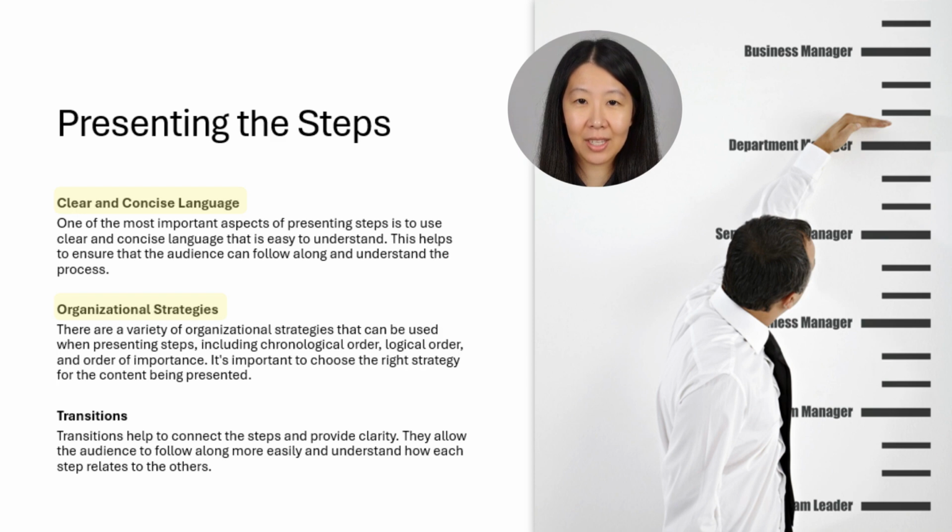Organizational strategies. Choosing the right structure for presenting your steps is crucial. For most process analysis essays, chronological order works best as it aligns with how the process naturally unfolds. Transitions. Smooth transitions are the glue that holds your essay together. They guide the reader through the process and show how one step leads to the next.